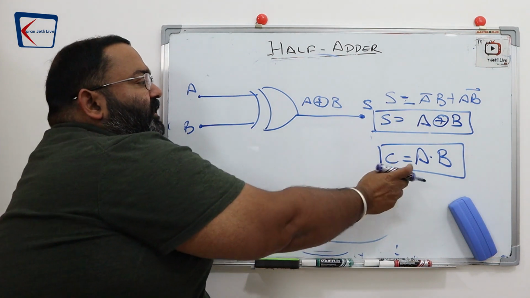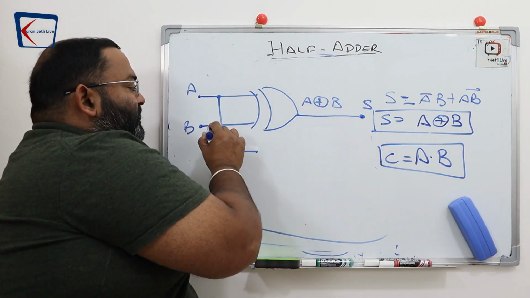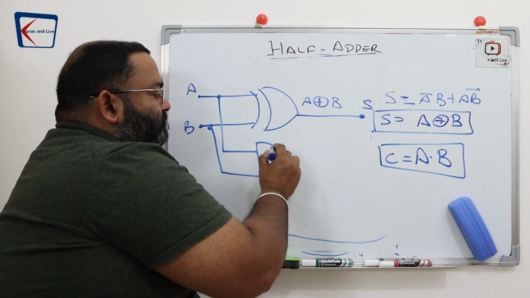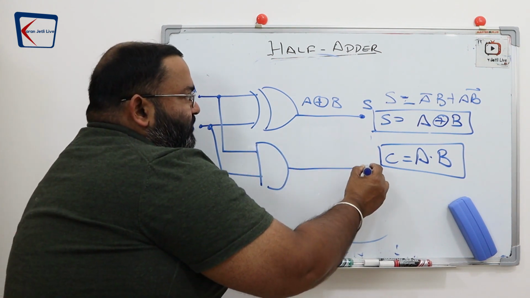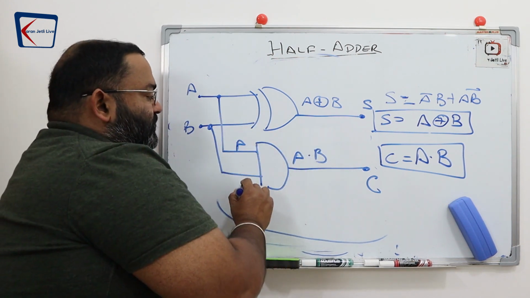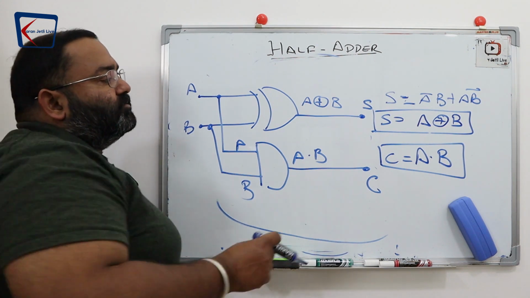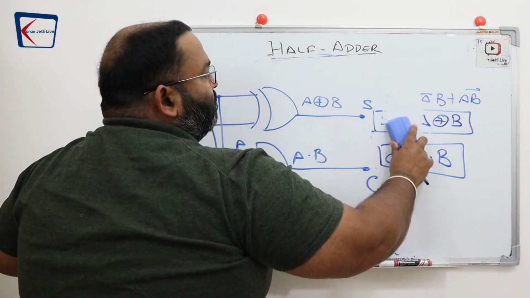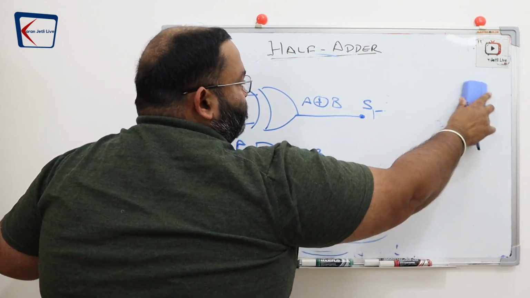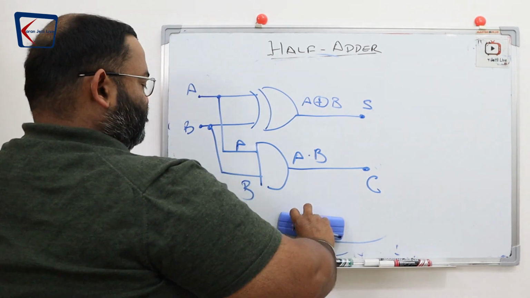So what is my carry? A and B. So this is my A and this is my B. I AND them. So what I get here is carry, A and B. So what we get here is our half adder. Okay. So guys, now let us test it.